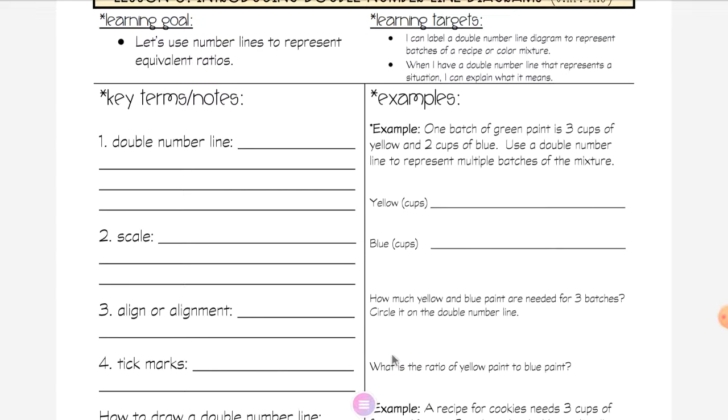Okay, let's go ahead, it's a number line. So draw the arrows at both ends. Oh, did I finish reading it? Use a double number line to represent multiple batches of the mixture. So we're drawing our number lines.